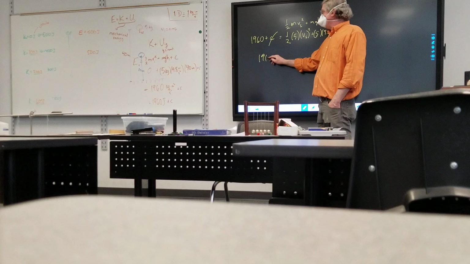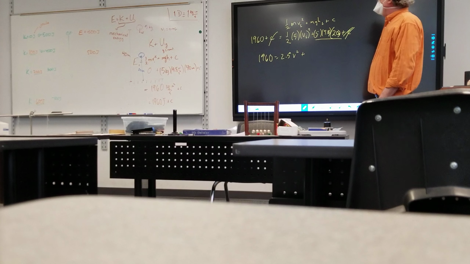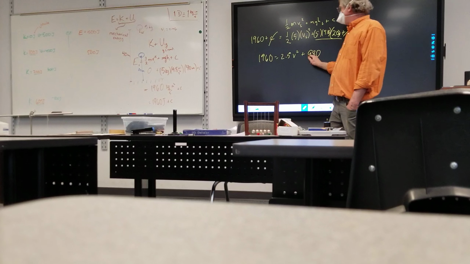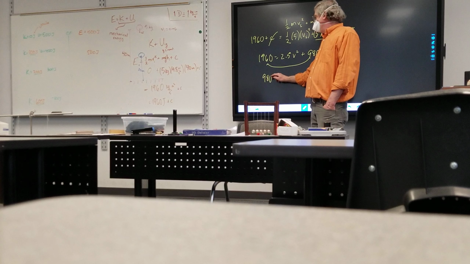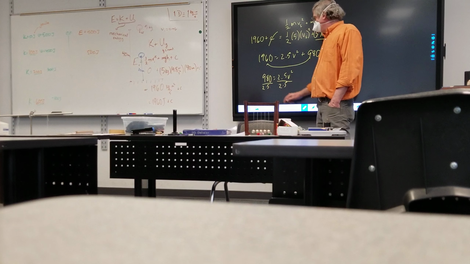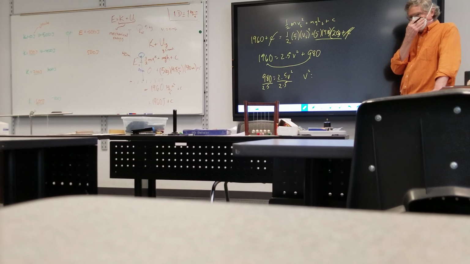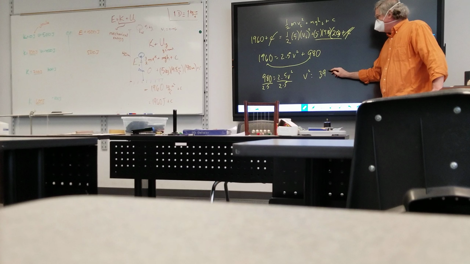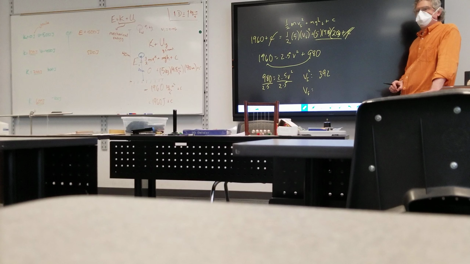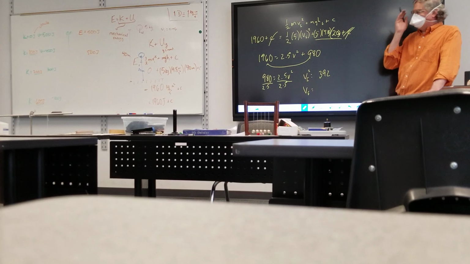Working out the math, I got 1960 is equal to 2.5 v squared plus that, which should be 980. Subtract that from both sides, and I get 980 is 2.5 v squared. Divide by 2.5. 980 divided by 2.5 is 392. And so my final speed is 392. No, that's speed squared.